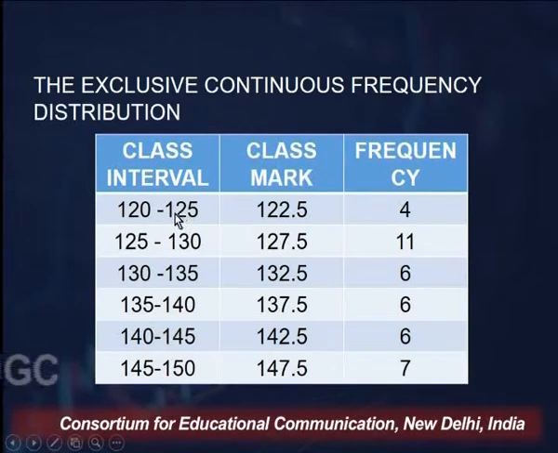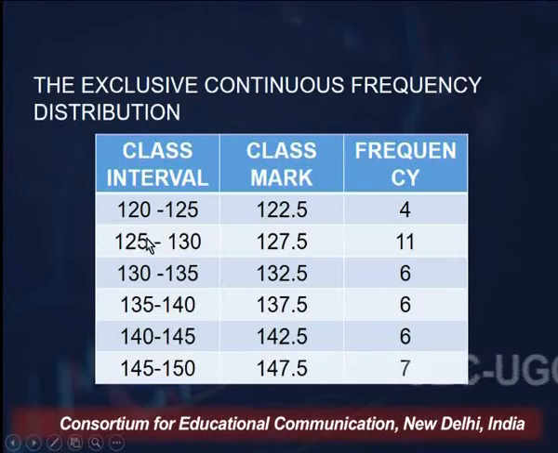How are they non-overlapping? This 120 to 125 means all observations which are greater than or equal to 120 but strictly less than 125. That is why this is called the exclusive continuous frequency distribution. I exclude the upper limit. The upper limit gets included in the next interval. So here it will be the observations which are greater than or equal to 125 but strictly less than 130.